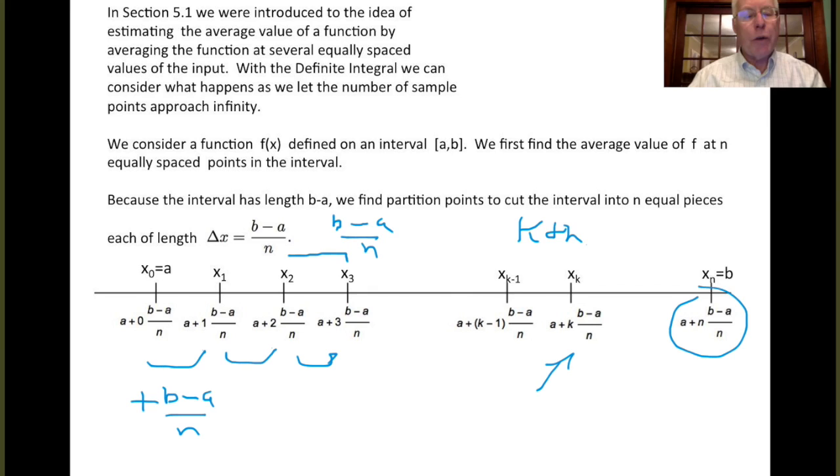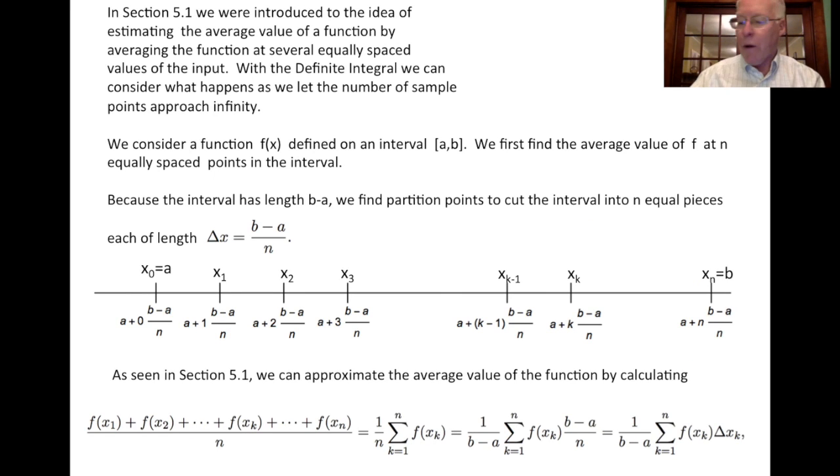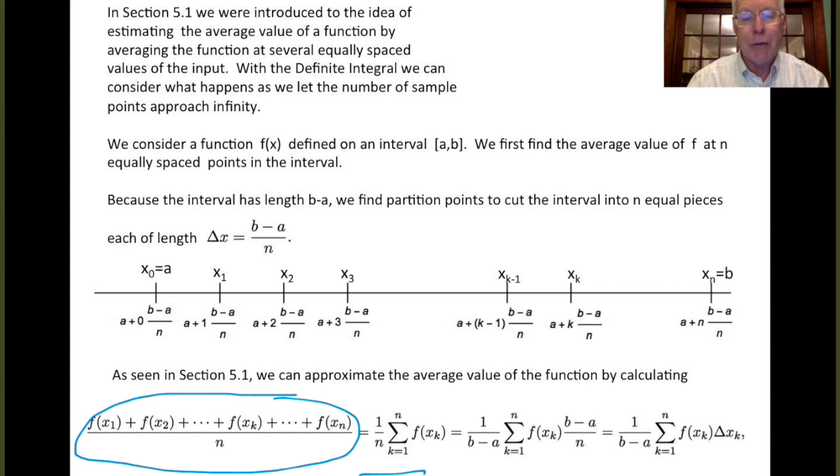So these are our equally spaced points, and we're going to evaluate the function at n of these points: the first, the second, the third, and so on to the last one. That'll be n function evaluations, then we'll average those n evaluations to get the average value of the function. So there's that calculation we just alluded to. Find the function value at each of x1, x2, x3, etc. Add those n values up, divide by n. And we can write that in summation notation as 1 over n times the sum as k runs from 1 to n of f of xk.